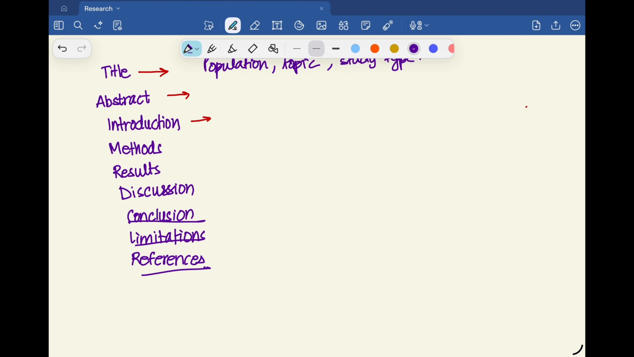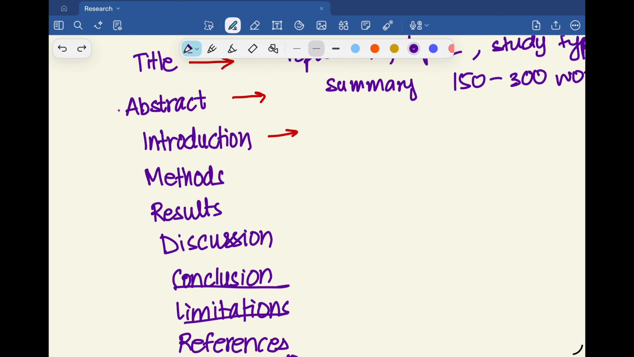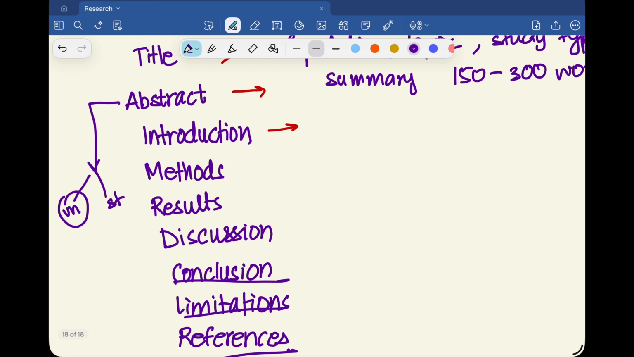Next thing on the list is the abstract. Now, the abstract is your 30-second overview of the entire study. It's like a summary of the entire paper. It's around 150 to 300 words long, and it gives you a quick summary of the entire paper and what you should expect from it. Now, I told you before, I'm just going to quickly explain that again. There are two types of abstracts, an unstructured abstract and a structured abstract. An unstructured abstract is where you do not have headings under the abstract, and a structured abstract is where you have headings under the abstract. Let me show you.